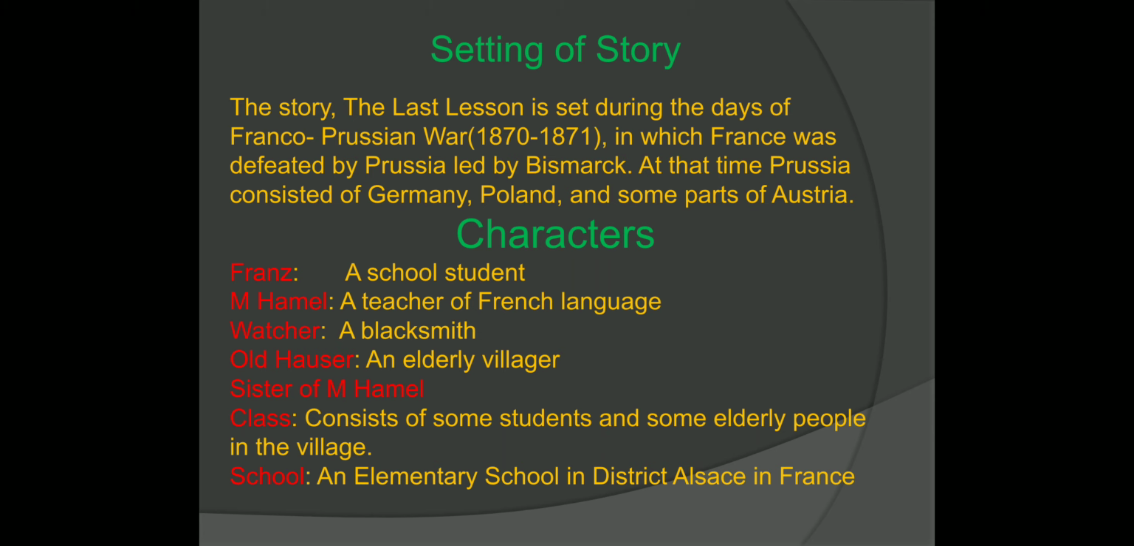Then Class. Though Class is not a character, it is taken to be a character here because it consists of some students and some elderly people in the village. So they collectively are called Class in the story. Next is School. School is not a character actually, but it is among the places, one of the most important places where the action of the story happens. So what is this school? It is an elementary school in the district of Alsace in France.